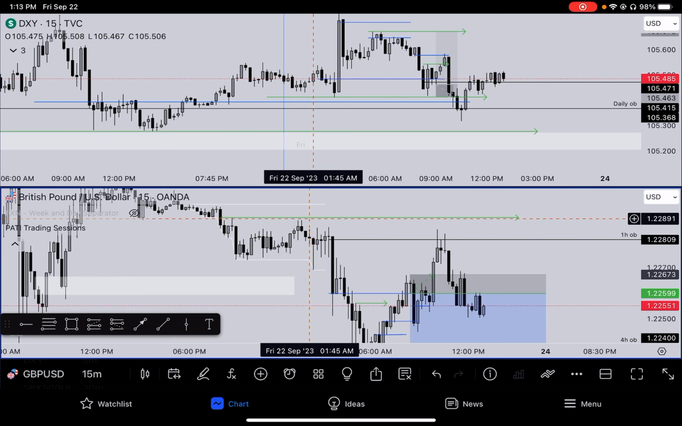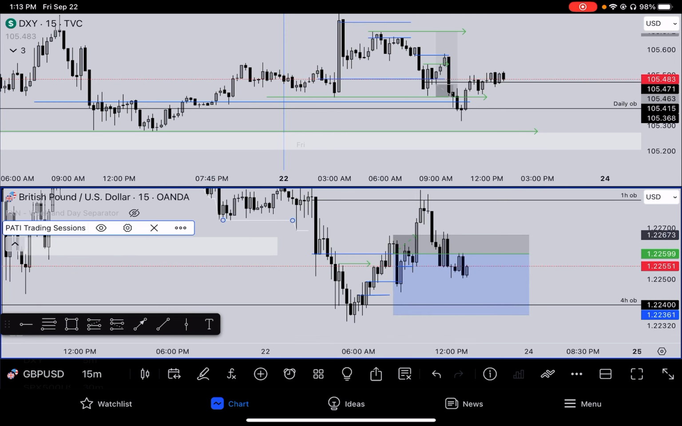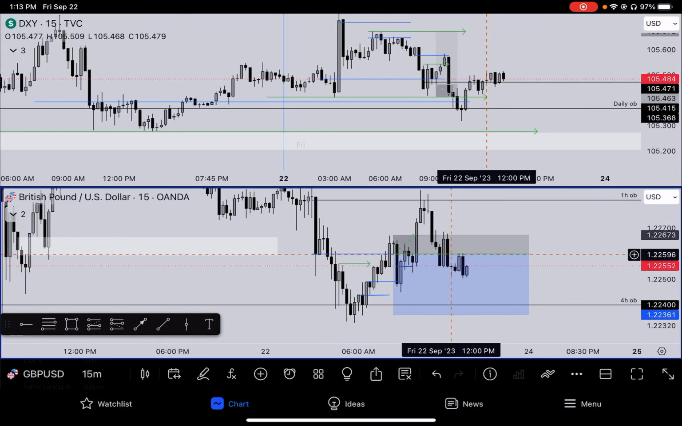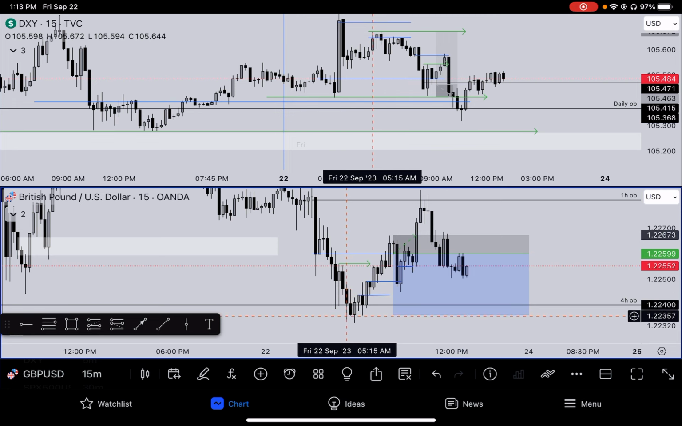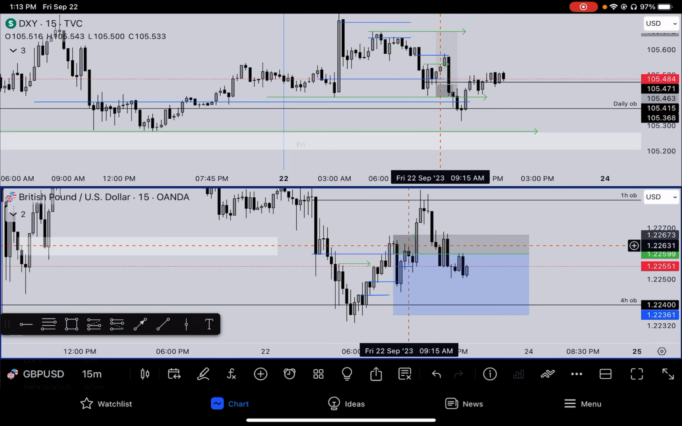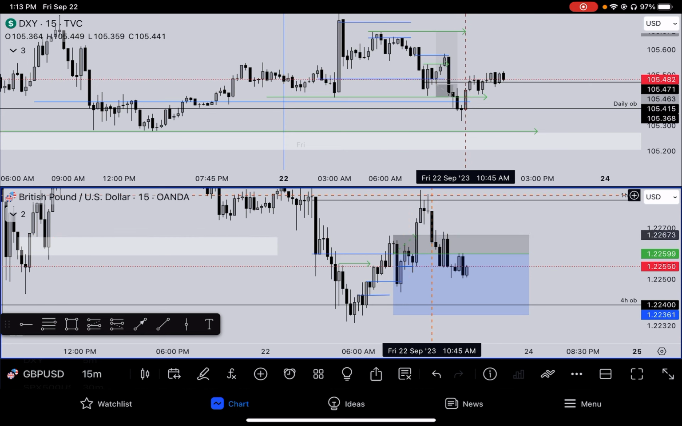I had this marked off previously. So what the market did, tap the order block, 4 hour order block, move price higher, and just keep pushing higher.